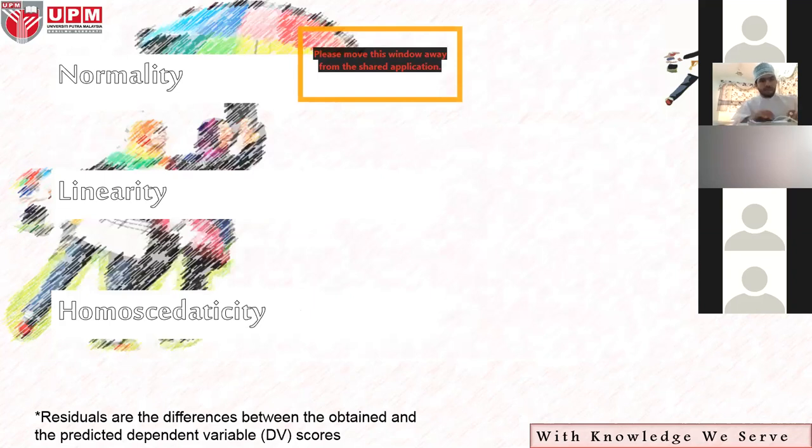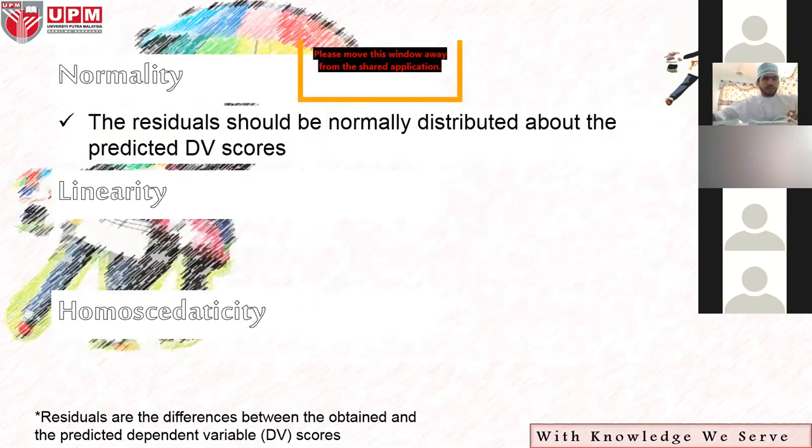And then the normality. The residuals should be normally distributed about the predicted DV scores. This one you can check based on either scatter plot, box plot, or PP plot. You can use the Kolmogorov-Smirnov, Shapiro-Wilk, skewness, and kurtosis. You can use all that statistics to check for your normality.